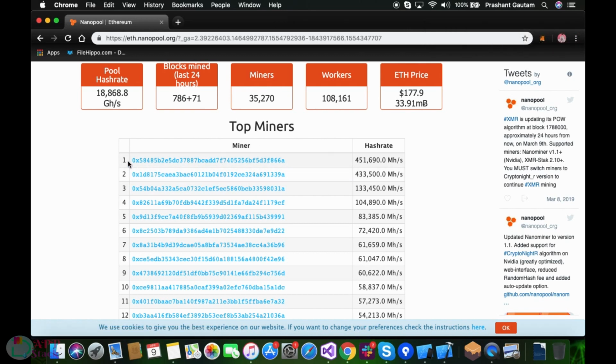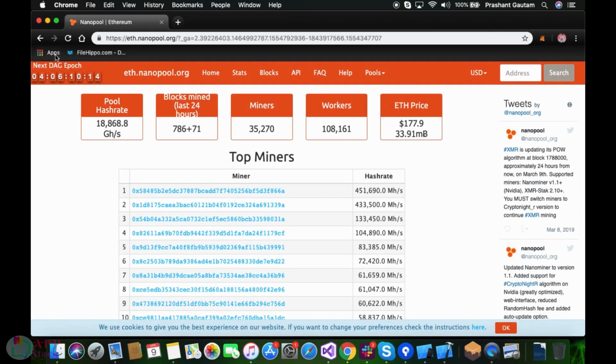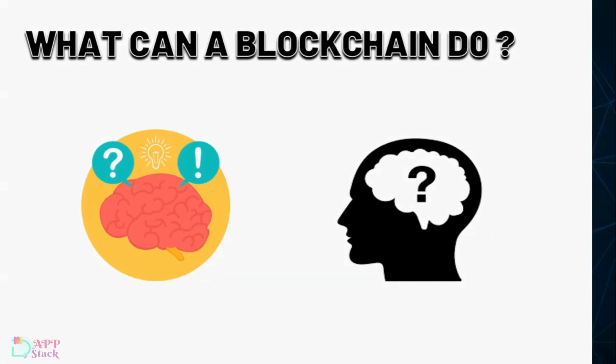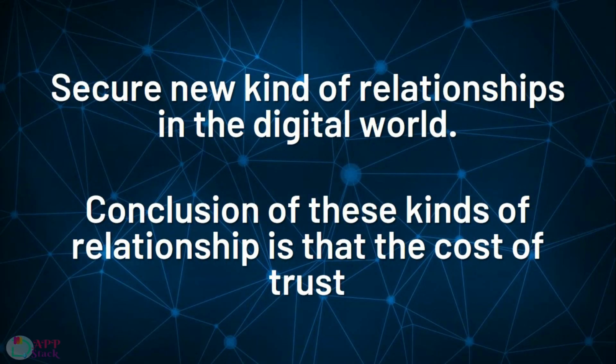So we can see here the top miner's account ID and his hash rate at which he is performing mining. Now let's go back. The third point is what can a blockchain do? It ensures the security of digital world relationships on the basis of cost and trust. How is this done by blockchain?